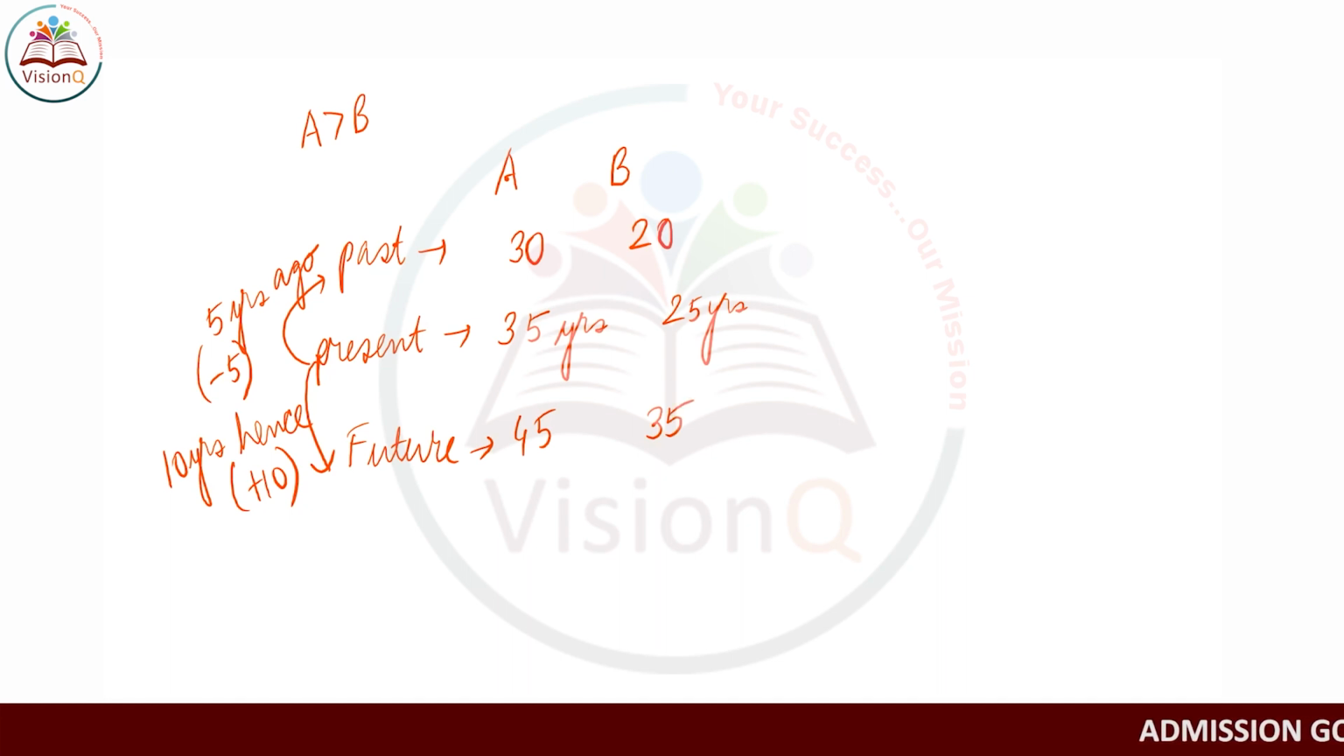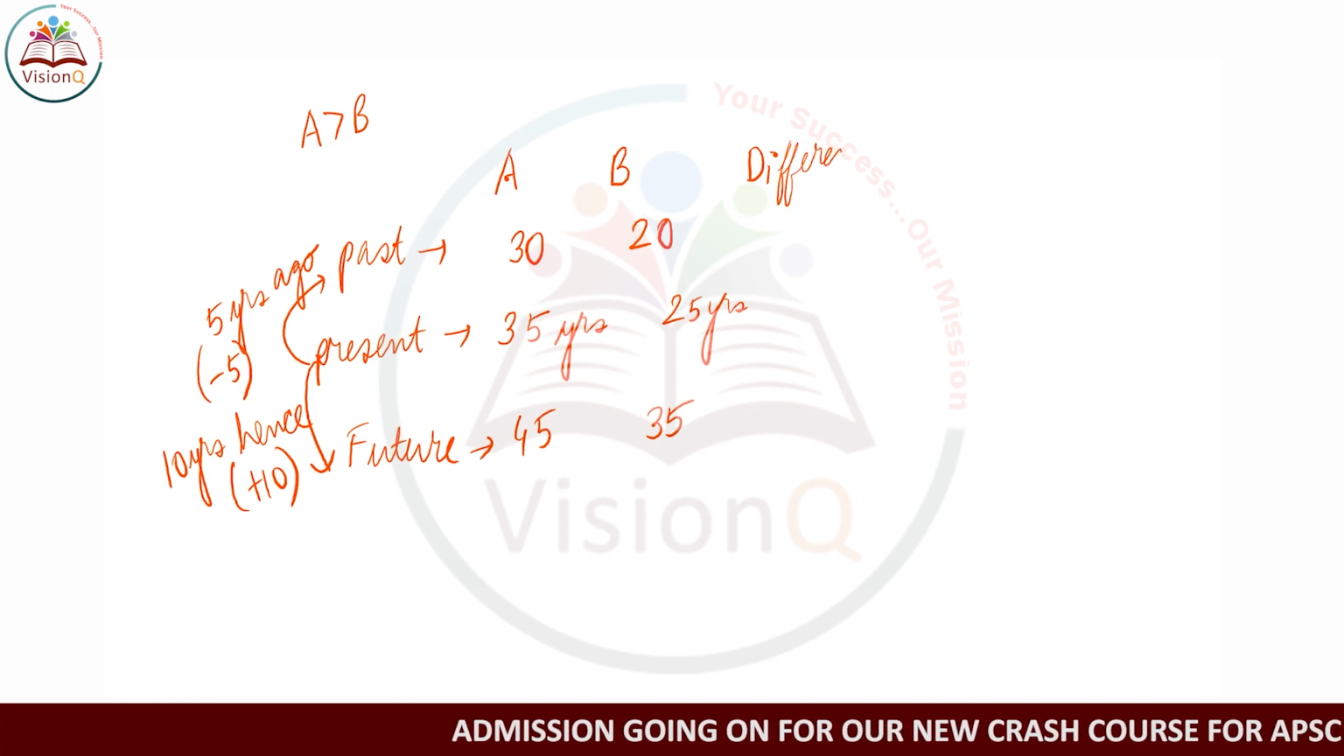So these are the ages of A and B at 3 different points of time: past, present and future. Now if I find out the difference of their ages, okay, if I try to find what?